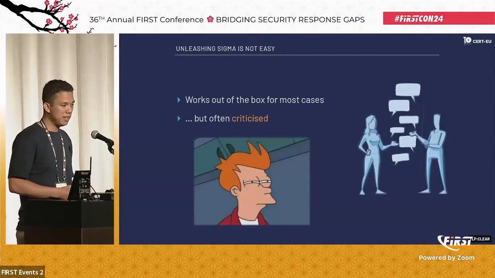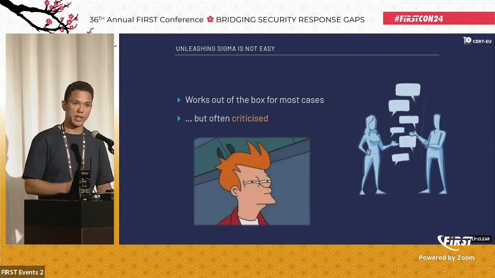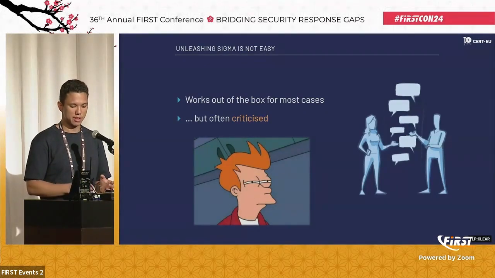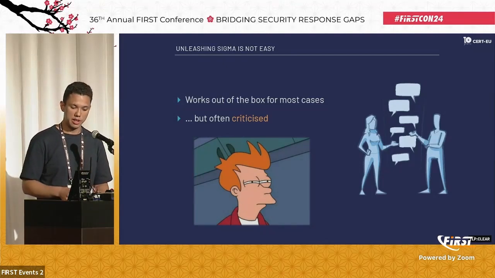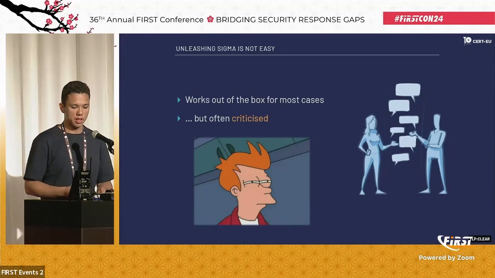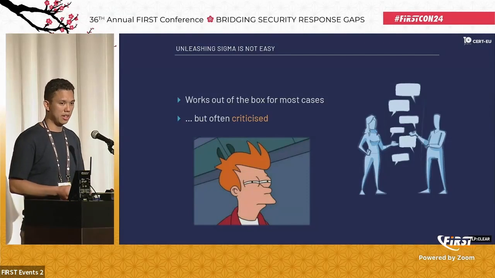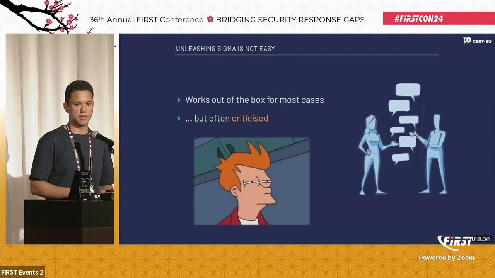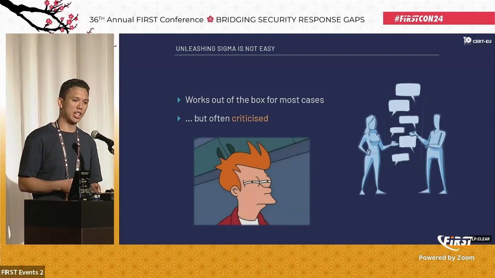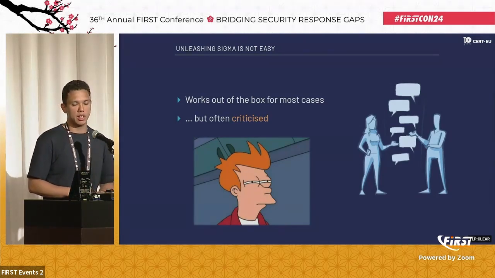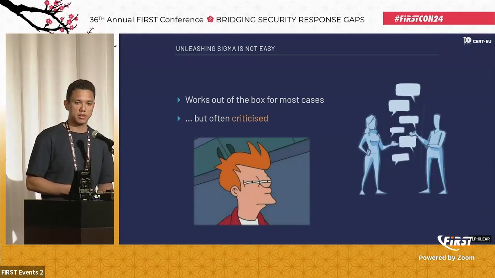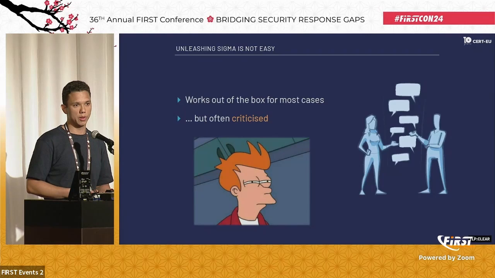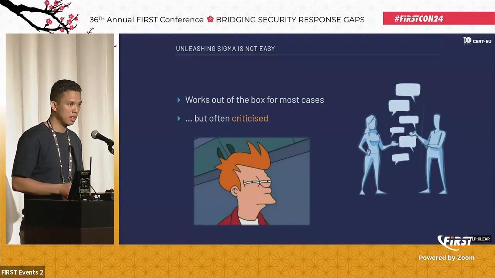So in the end, putting Sigma in production for your threat detection service is not easy. It works out of the box. You take that rule, you have a rough idea, it's nice, but you spend time adapting your rule for your production environment. And Sigma is often criticized because it lacks full integration with other SIEM, and is criticized for not being flexible. However, Sigma brought the long-awaited feature for the community, which is nice.